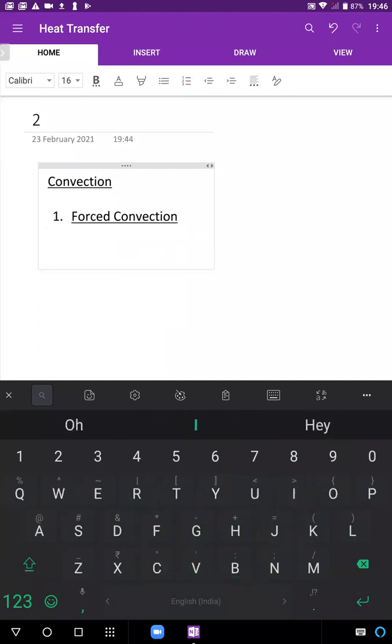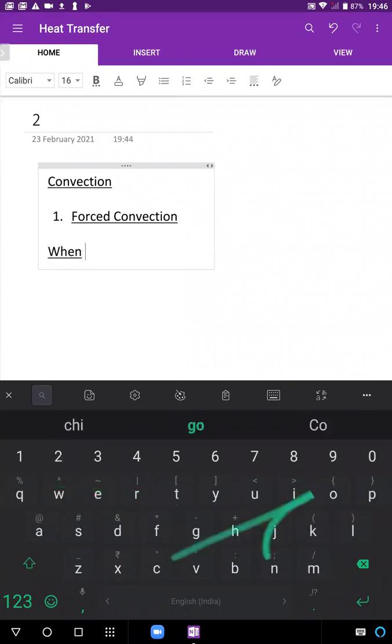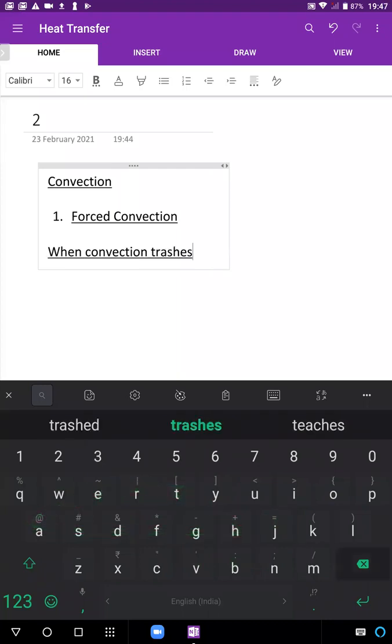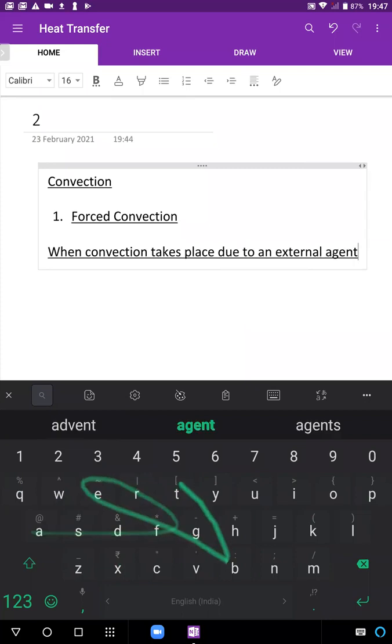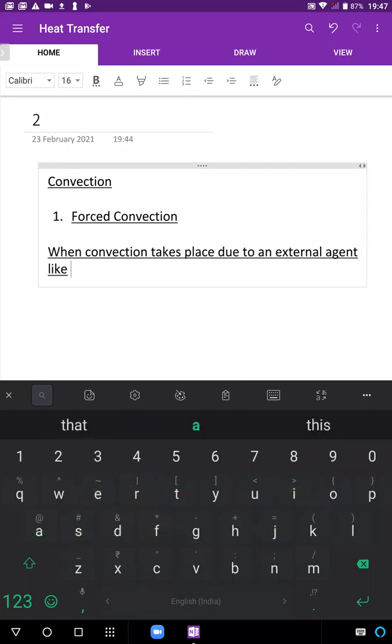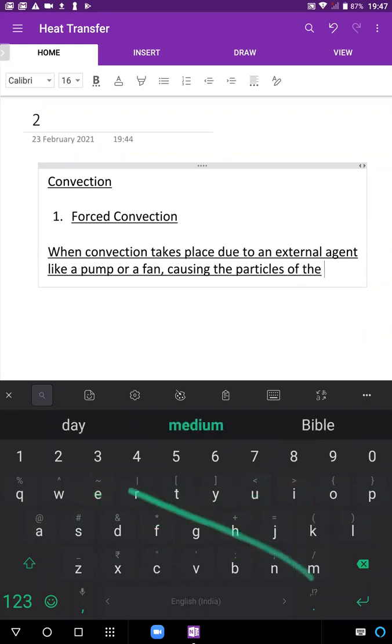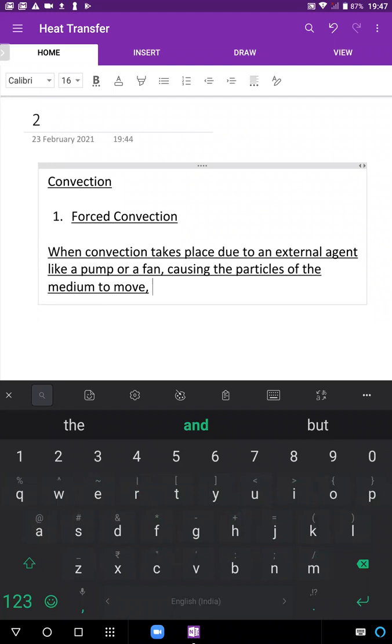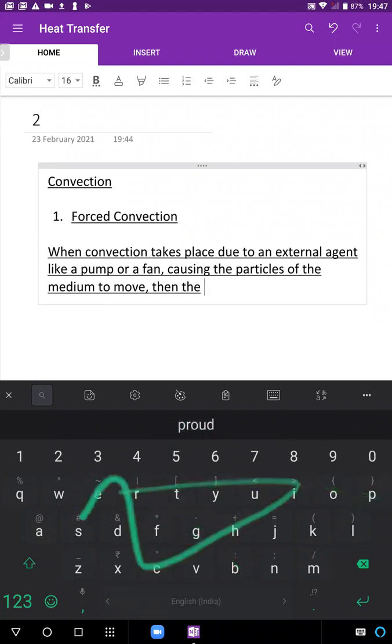तो देखो forced convection में क्या होता है? When convection takes place due to an external agent, like a pump or a fan, causing the particles of the medium to move, then the process is called forced convection.